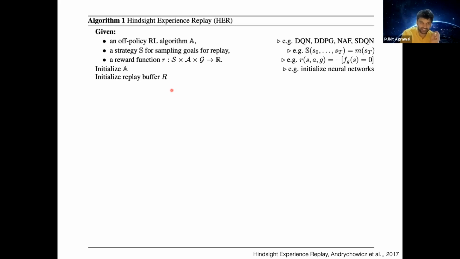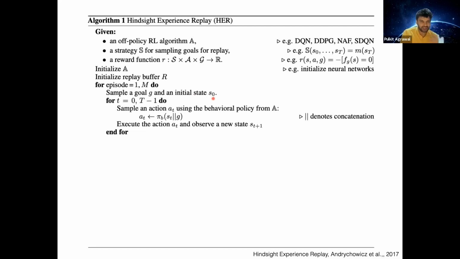So I've just copied this algorithm box on the paper. So we're given an off-policy RL algorithm. So this will work for only off-policy stuff. Something to think about why that is the case. Then we have a strategy for sampling goals for replay, a reward function, and the usual stuff, right? Now, we have a goal and we have some initial state s0. We have some estimate of the policy from which we sample actions, right? We sample T actions and we end up with the last state, right? We get my trajectory.